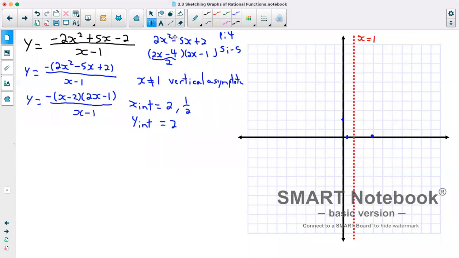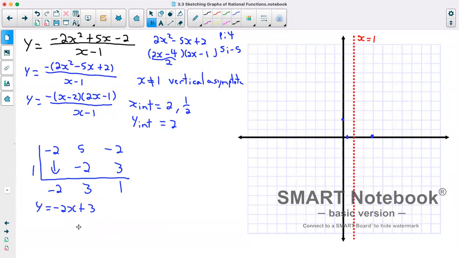Okay, next we will do our synthetic division. So we'll do it with this original function. So we've got -2, 5, and -2. Our a value is 1. So we bring this down. So we've got -2 times 1 is -2. Add those, that gives us 3. Times 1 is 3. So we have a remainder 1. So we have y is equal to -2x plus 3, and that's our oblique asymptote.